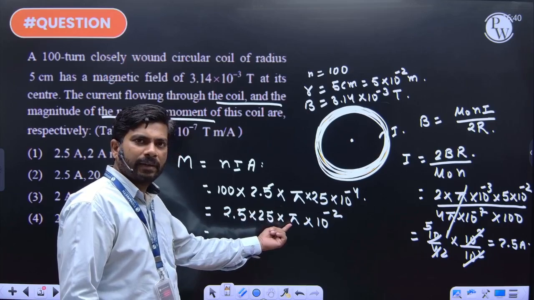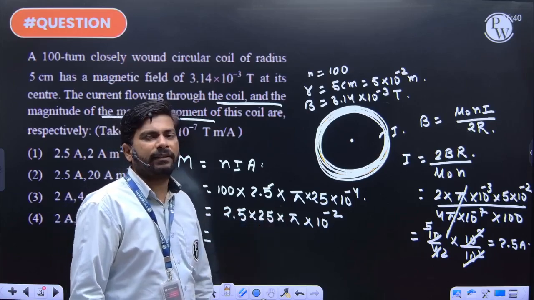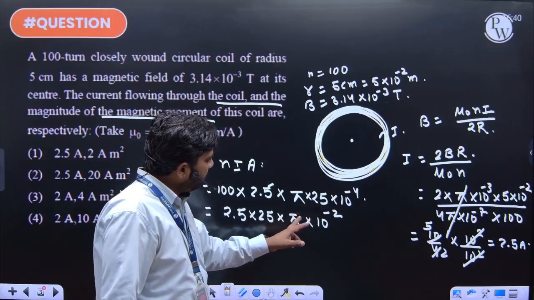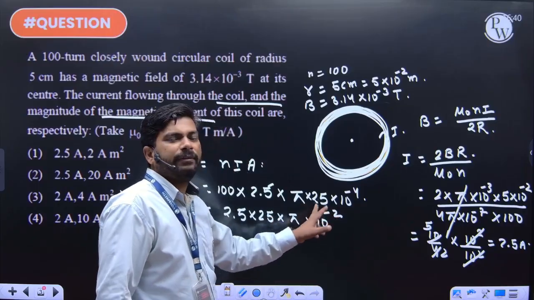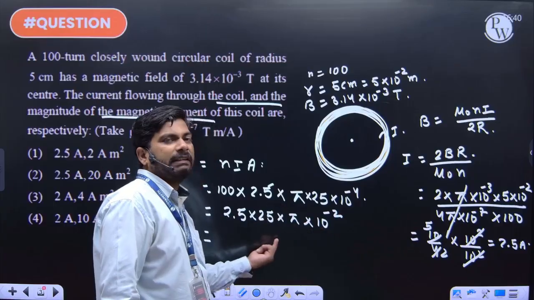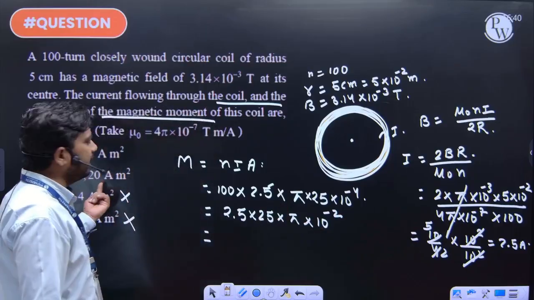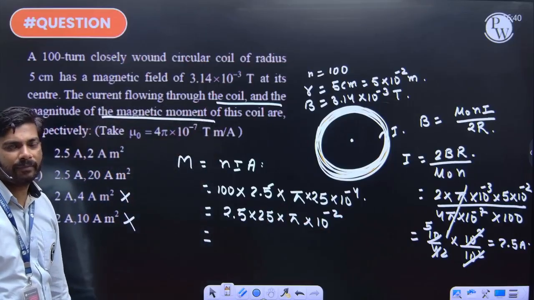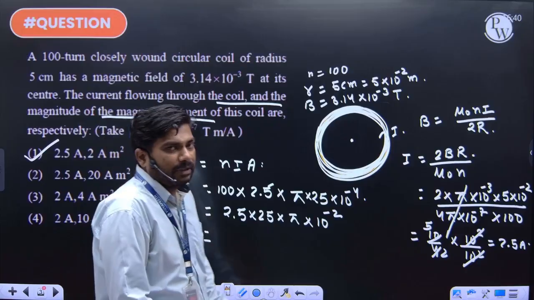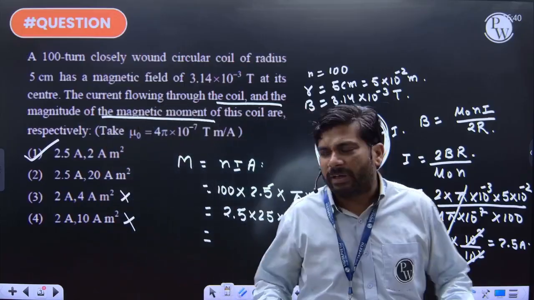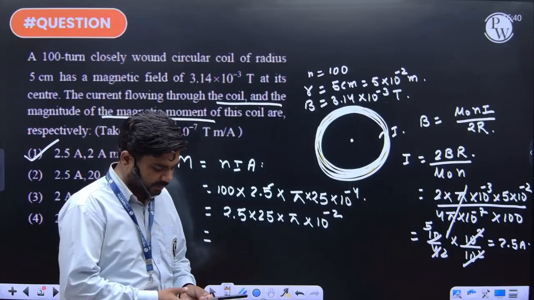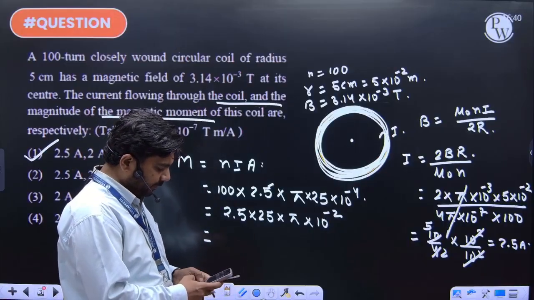62.5, right? Multiplied by 3, approximately 190, 196 something. But if you multiply it with 10 to the power minus 2, definitely the value is going to be less than 20, right? So which one should be the correct option? Option number 1 is the correct one. We don't need to multiply here, but if you want, let's check how much we are getting. I'll just calculate the value, so I'll let you know.